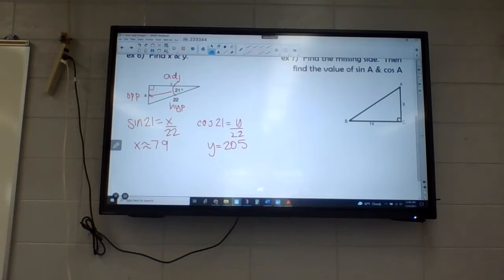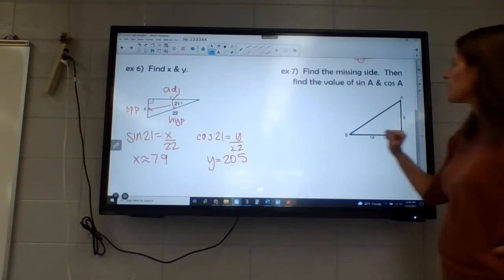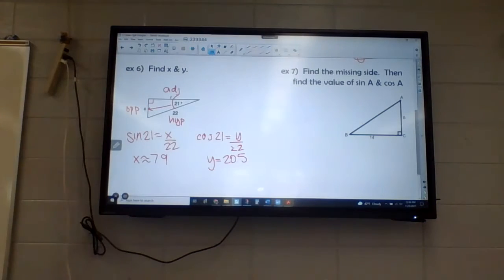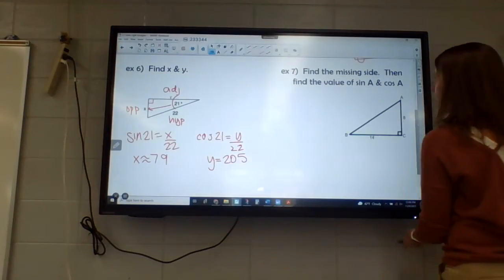All right, in number 7, they just want us to, actually I might take this one a little bit farther. So they say find the missing side, then find the value of sine of a and cosine of a, and then we're actually going to talk about how we find the value of a. If you've forgotten about that, we'll remind you of that.